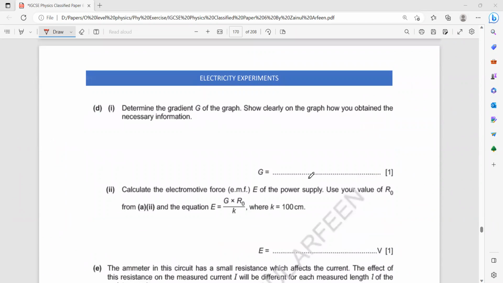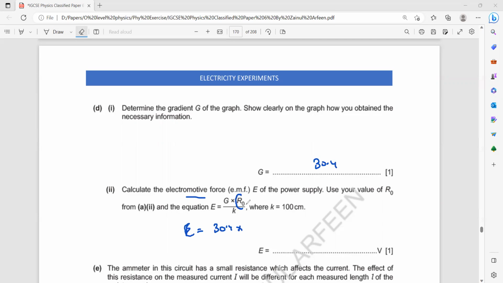So we determine the value of the gradient, 30.4. Then they're saying calculate the electromotive force, EMF, of a power supply by using a formula. All these values are given. So E is equal to G times R naught over K, where G is the gradient, here 30.4. What is R naught?